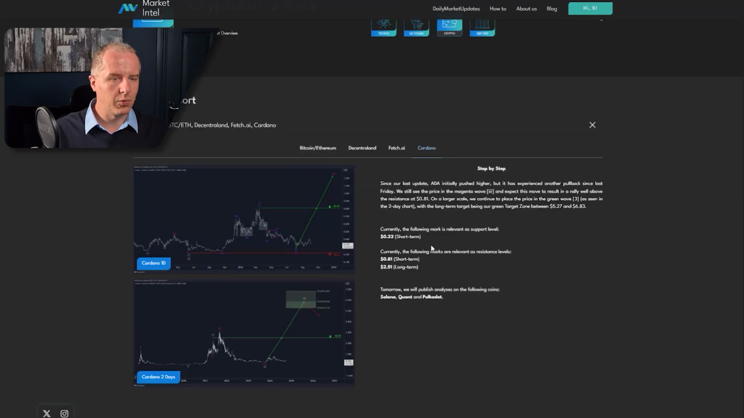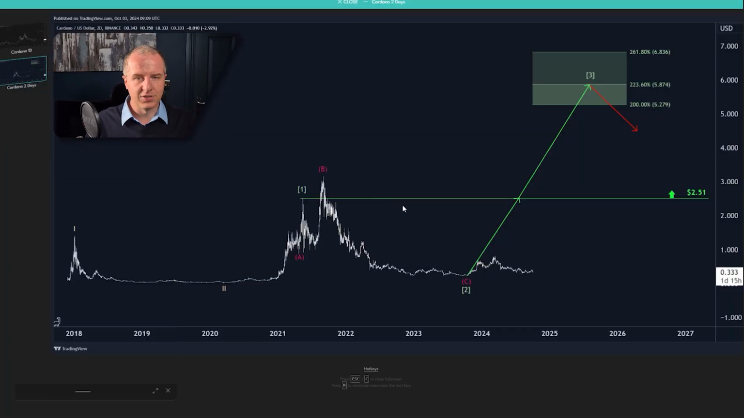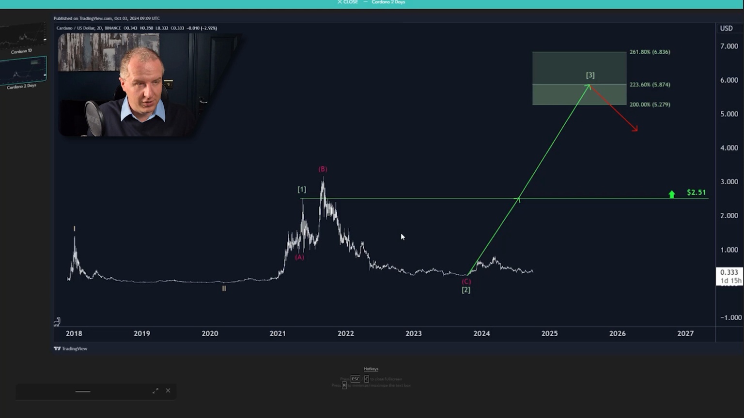And today, however, we want to take a look at the ADA chart. We want to see if there is any update, any change to the chart. For everybody who's new on the channel, I think it's always helpful to take a look at the long-term chart first. Looking at the ADA chart, looking at the bigger picture, we can see that we're tracking a 1-2-1-2 setup.